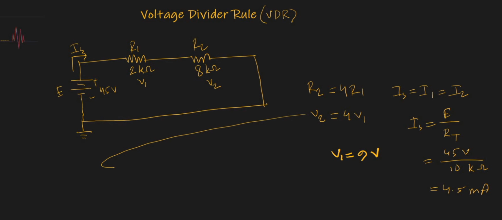Now V2 will be 4 times the value of V1, and the value of V1 is 9 volt. So V2 will be 36 volt.